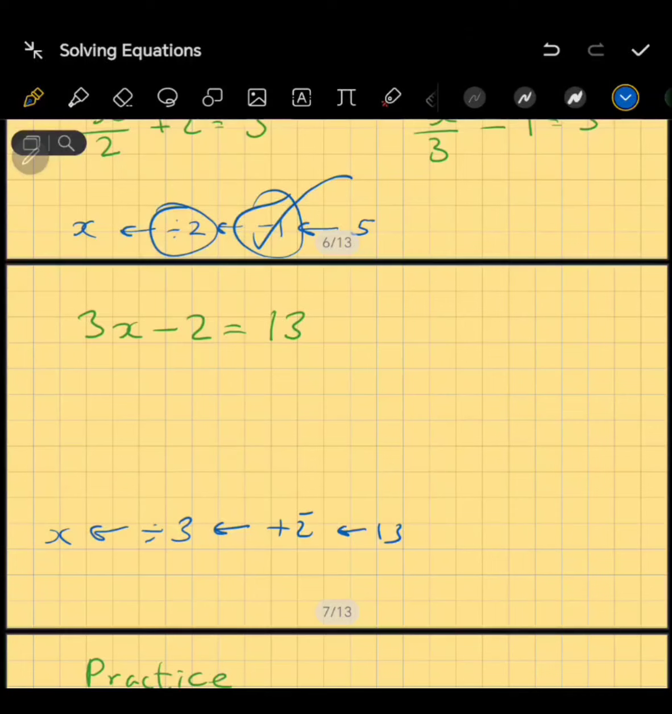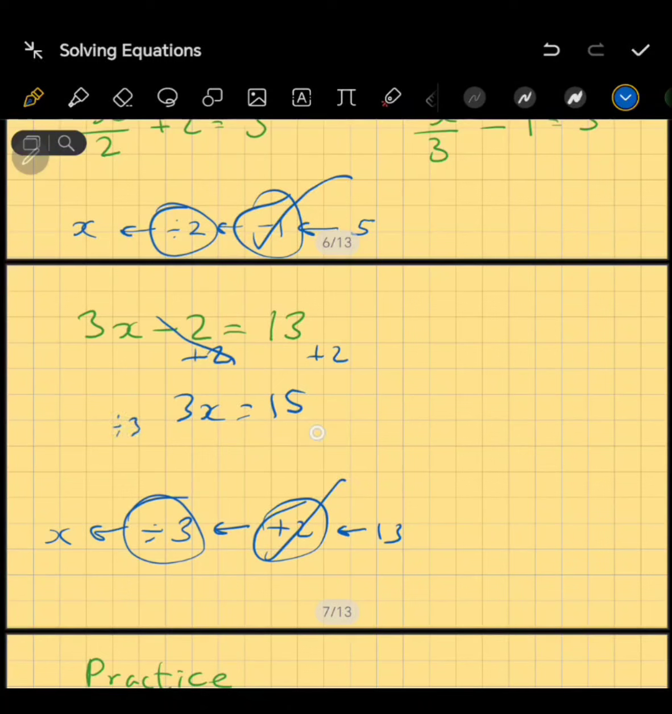So here, let's look at the first step, which is this one here. I'm going to add 2 to both sides. Here, minus 2 plus 2 cancels out, so I've only got 3x left over on that side. And 13 plus 2 is 15. Then the next step, this is done. The next step is divide by 3, divide by 3. That's gone. It's left with 1x. And here, 15 divided by 3 is 5.